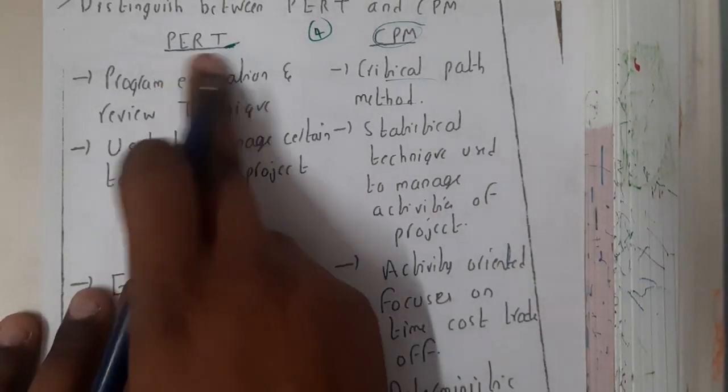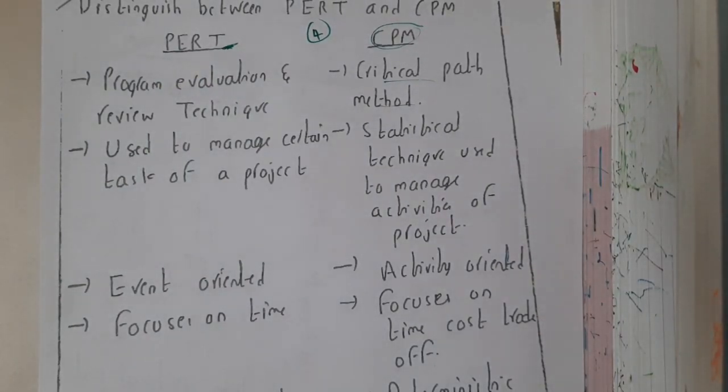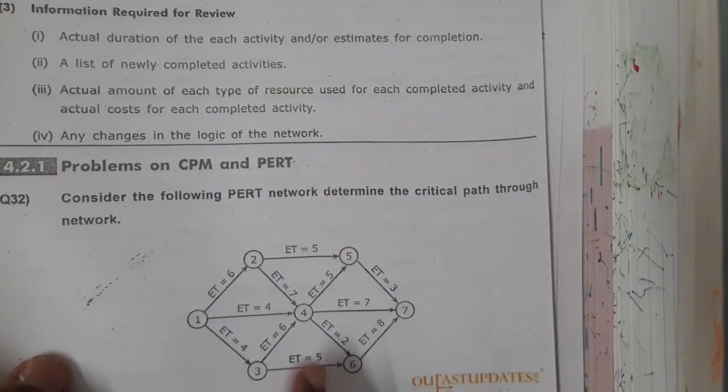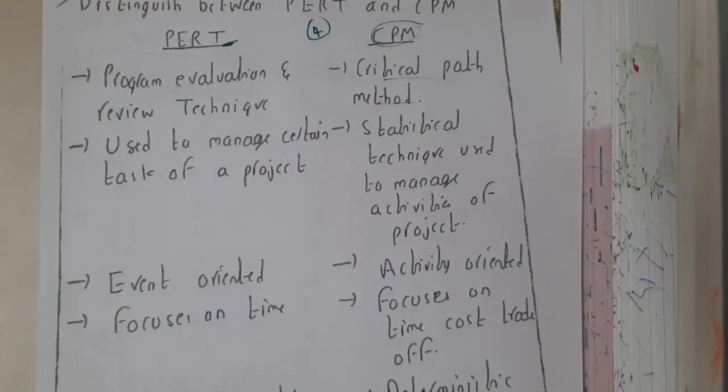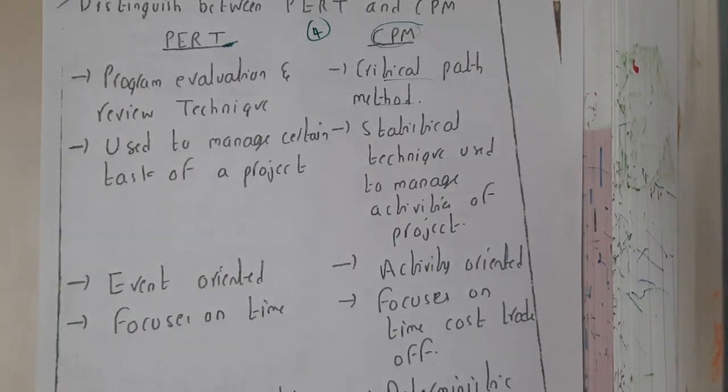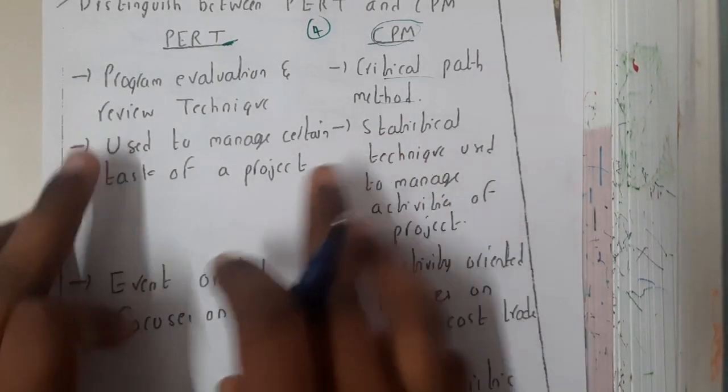And PERT is nothing but the diagram which you are drawing. This diagram is the PERT, which is the Program Evaluation and Review Technique, guys. By using this technique, you can resolve it. So this is the full form and this is the full form. Let us go through them.